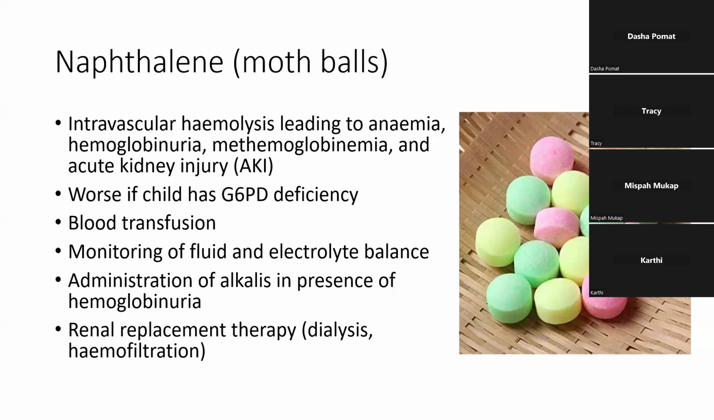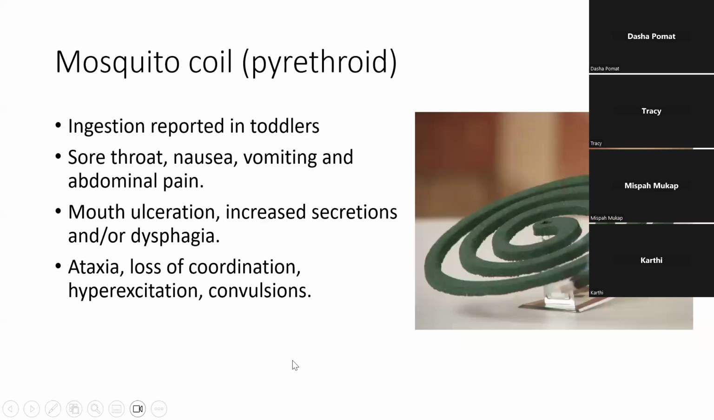Regarding the hemolytic anemia, the only treatment for it is blood transfusion and monitoring of the child closely. If the child's got hemoglobinuria, that is, they've got hemoglobin in the urine, then giving alkalis can be useful to alkalinize the urine. But in a child who's got renal failure from a naphthalene ingestion, then some sort of renal replacement therapy, whether it's peritoneal dialysis or hemofiltration, becomes necessary to support their organ systems while the poison resolves.